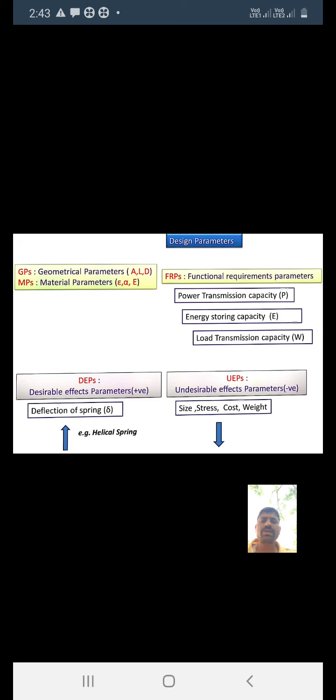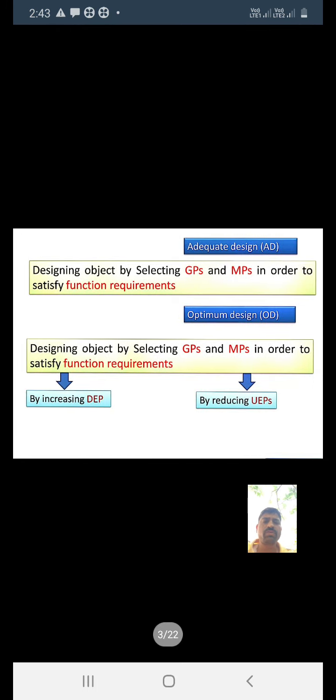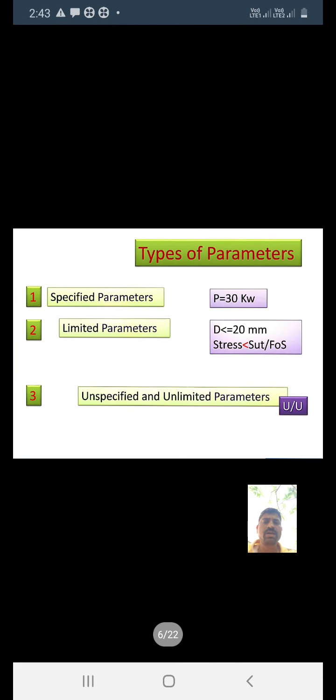Classify the parameters from the primary design equation, secondary design equation and limit equation, and combine the primary design equation with the secondary design equation and eliminate only the unspecified and unlimited parameters, UU parameters. Yesterday we have seen those parameters, unspecified and unlimited parameters. Once you have eliminated them, then using the PDE, determine the variation of optimum design quality with each parameter group.